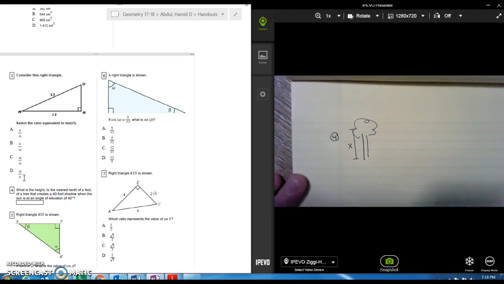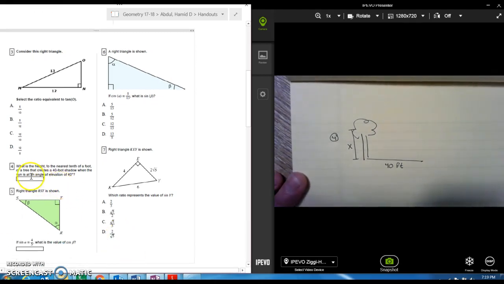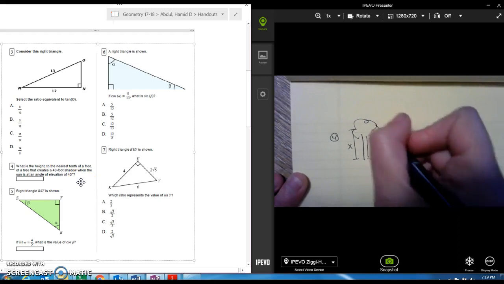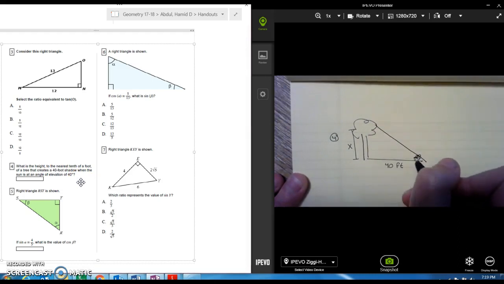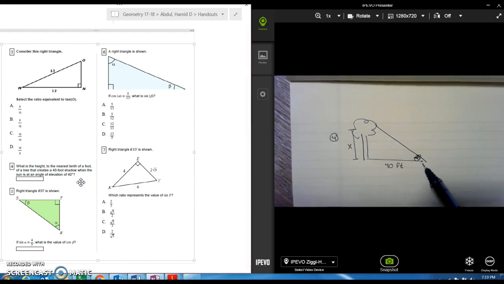That creates a 40-foot shadow. Shadows go this way. When the sun is at an angle of elevation of 40 degrees. I hate this wording so much, but you're going to see questions like this. It says with the sun. Remember that if you see angle of elevation in there at all, it's asking you about this angle down here. So the wording is confusing when they ask about the sun, but it's going to be this angle down here every time. Now trees make a right angle, so we've got a nice trig problem.